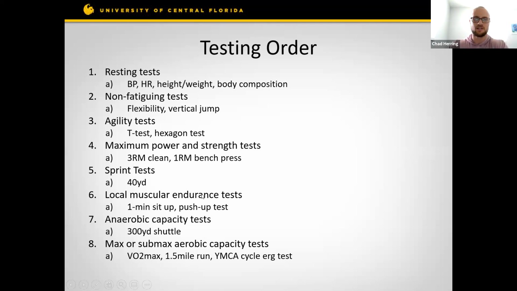Then we've got local muscular endurance tests, followed by anaerobic capacity, and then finally submax capacity. So as you can see here, from 3 down, we're basically going from the most central nervous system activity all the way to the least. Okay, or you can think of it as type 2X muscle fibers. As we go down, we're primarily focused on type 1 muscle fibers.